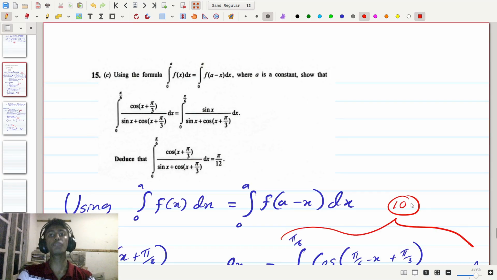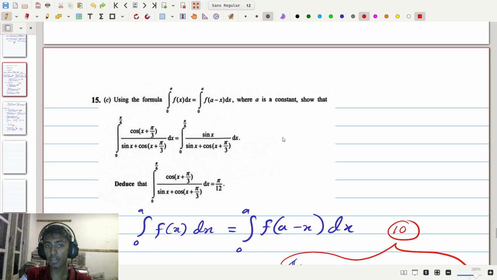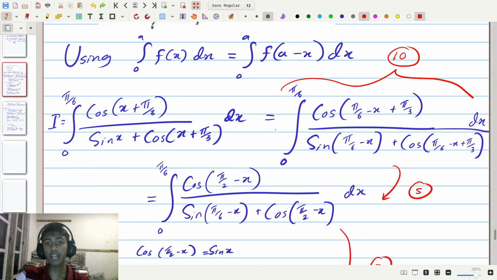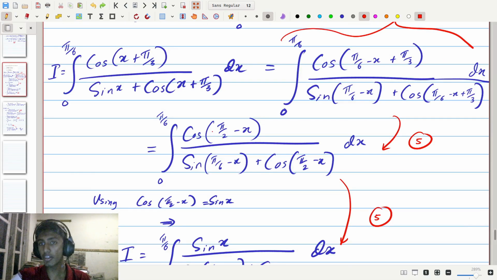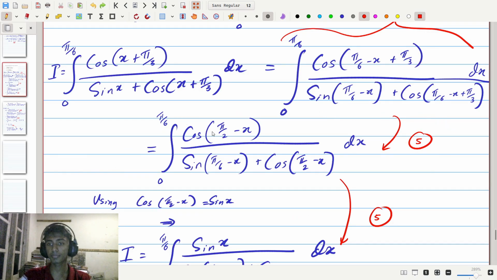That is all that we have for this question. Now finally, if we consider the marks awarded for this question, at the start, when you apply the formula that they gave, this formula right here, and rewrite the integral as the integral from 0 to pi by 6 of all of this stuff, you get 10 marks right then and there. When you then realize that you can simplify some of this down, you can add this angle to this angle and so on and so forth, and you simplify down to this expression here, you get 5 marks.